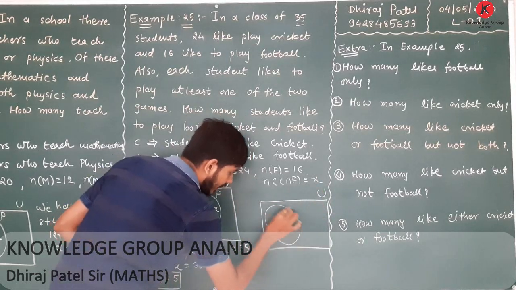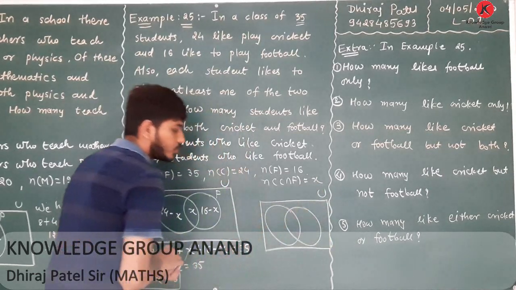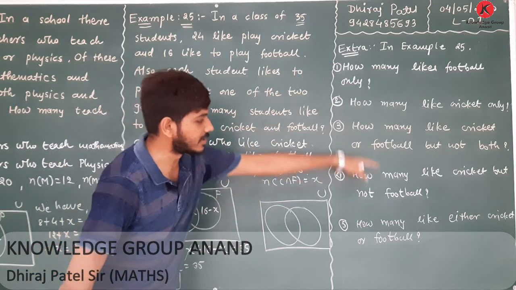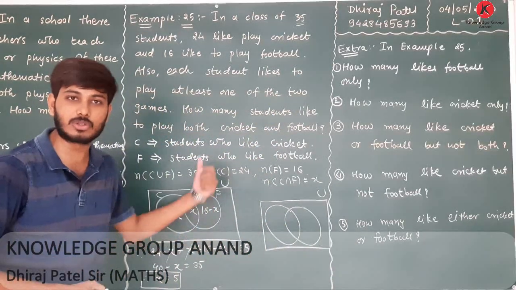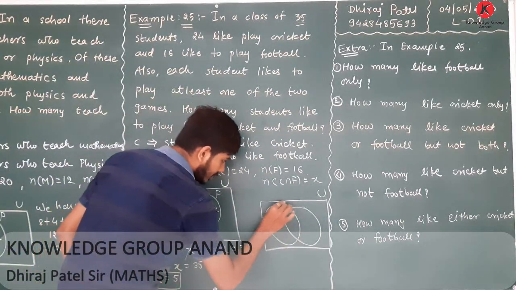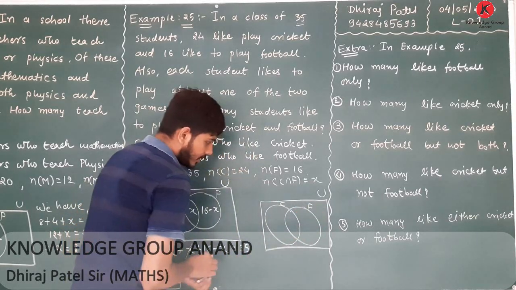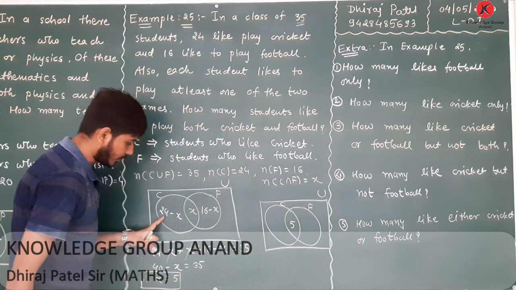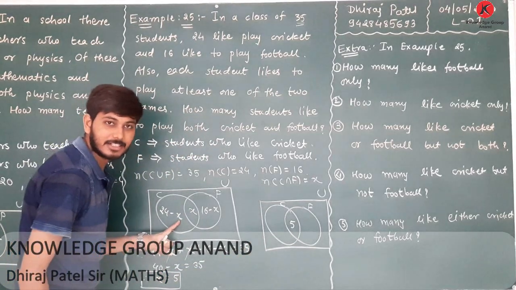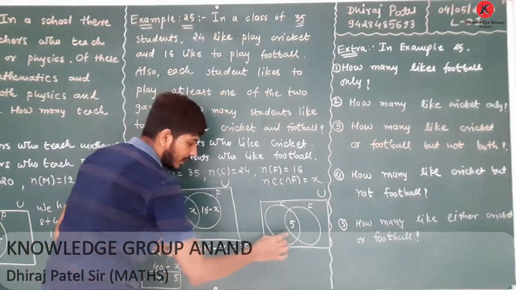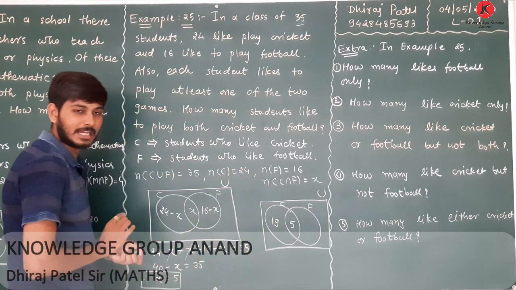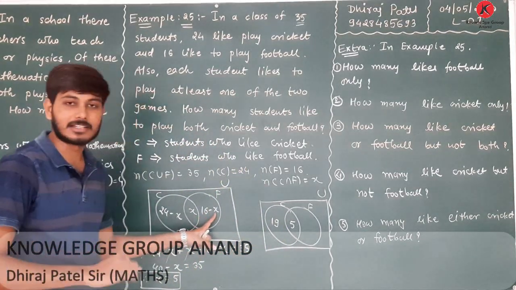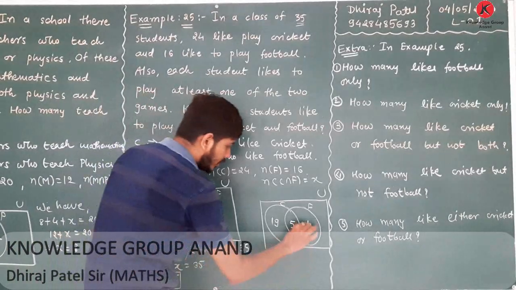So this new Venn diagram is very helpful to solve this type of extra questions related to this example. Suppose this is our C and F. So what is X? Here X is equal to 5. Now 24 minus X. 24 minus X means 24 minus 5, which is equal to 19. 16 minus X. 16 minus 5, which is equal to 11.